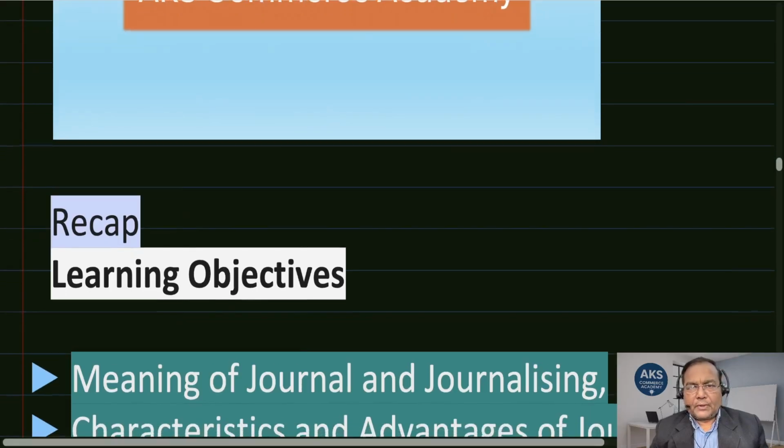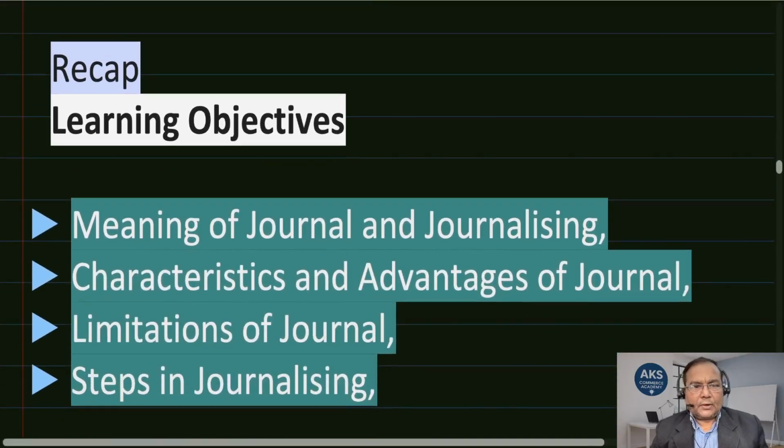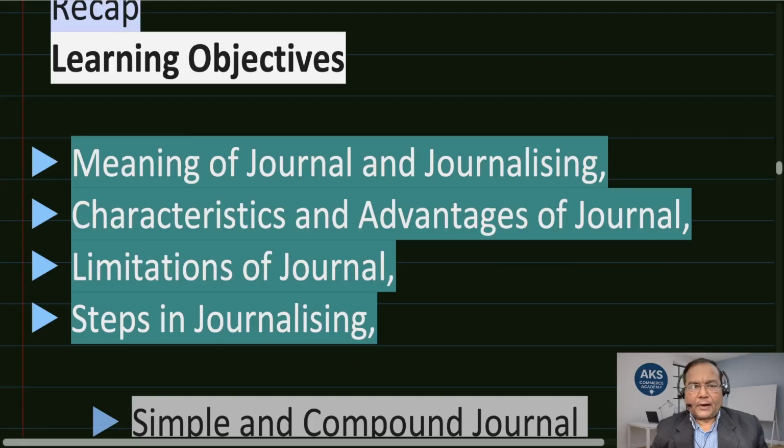Before I move on to the next, I would like to have a recap of what we discussed last time. The learning objective with which we started was to learn about the meaning of journal, the process of journalizing, then the characteristics and advantages of journal we have seen, the limitation of journal, the area in which journal does not give us the fullest outcome, and the steps in journalizing. The process of doing journal is called journalizing. So what are the steps that we have already seen there?